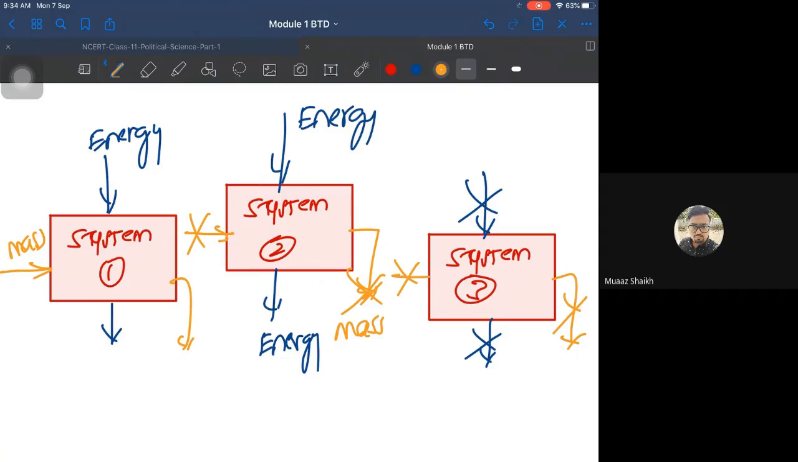Now, I am categorizing them into three different systems. I will name them the open system, the closed system, and the isolated system. So can you say which system represents which type? There are three types of systems: the open system, the closed system, and the isolated system. According to you, is system 1, system 2, or system 3 the open system?